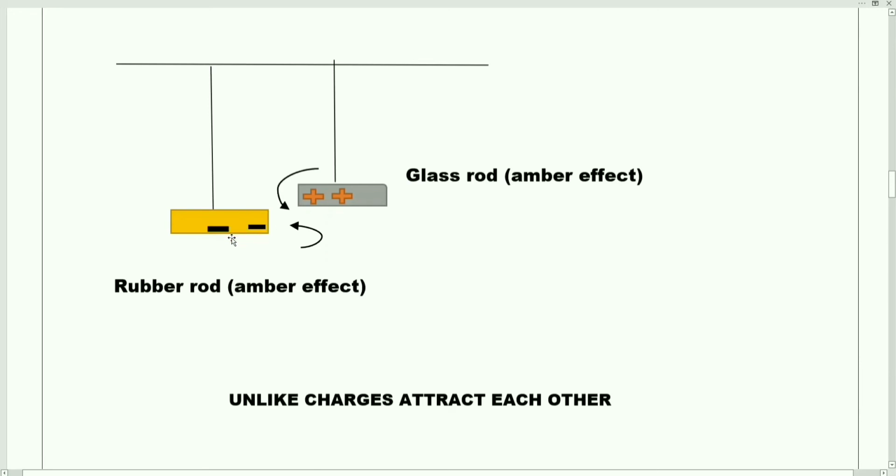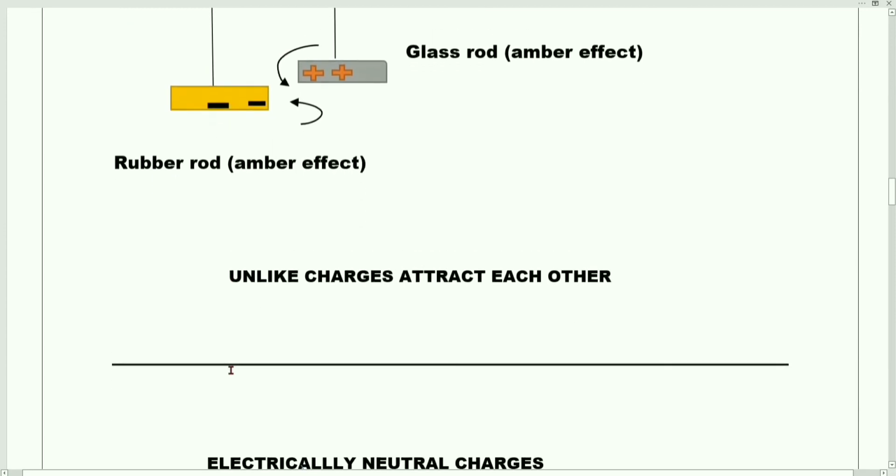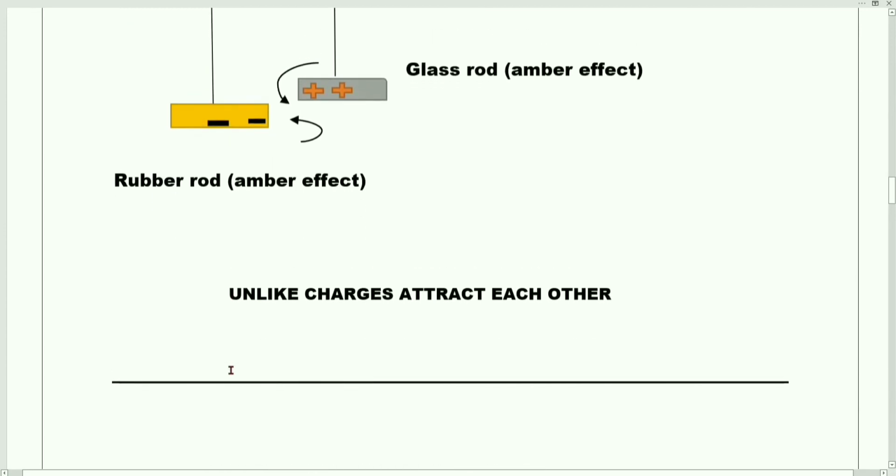We know that the charge in the rubber rod is not the same kind of charge present in the glass rod. Here we observe that unlike charges attract each other. Students, I hope that you all are clear about the concepts behind like charges and unlike charges.